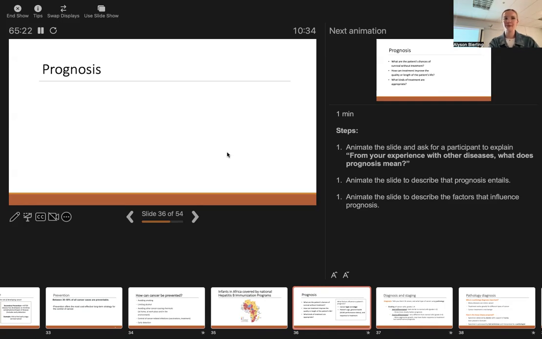All right, so prognosis. Prognosis is an important concept in cancer care. What does prognosis mean? If you had to describe prognosis to a patient, how would you describe it?